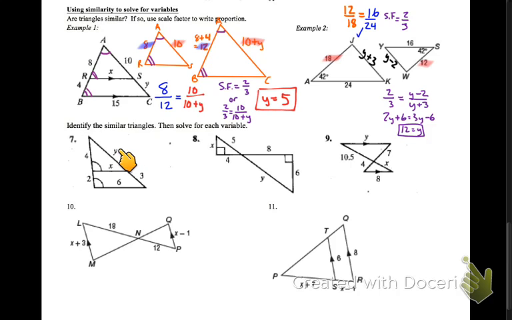You have to be careful on numbers 7 and 11 in particular because of the overlapping parts. But see if you can solve for x and or y. Okay, so if I don't see work on your page, I will know that you just copied the answers. Here's answers to 7, 8, 9, 10.